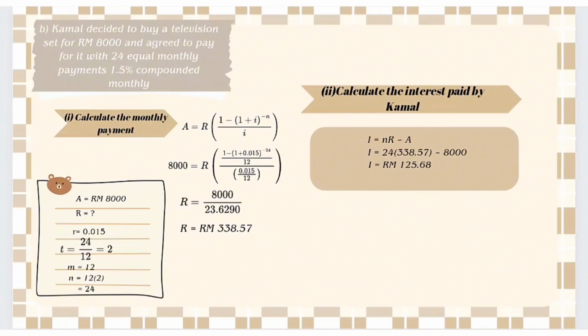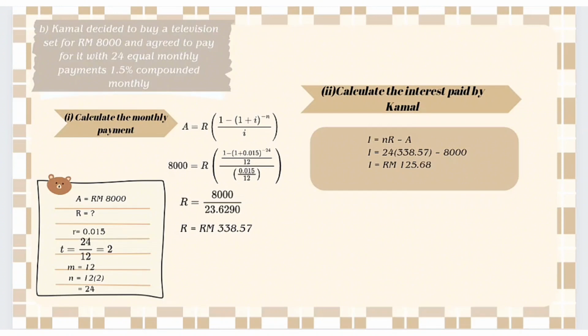Question B. Kamal decided to buy a television set for 8,000 ringgit and agreed to pay for it with 24 equal monthly payments, 1.5% compounded monthly. So for this question, we need to calculate the monthly payment, and the formula that goes well with this is present value, which is A equals R, 1 minus 1 plus i power of negative n, over i.